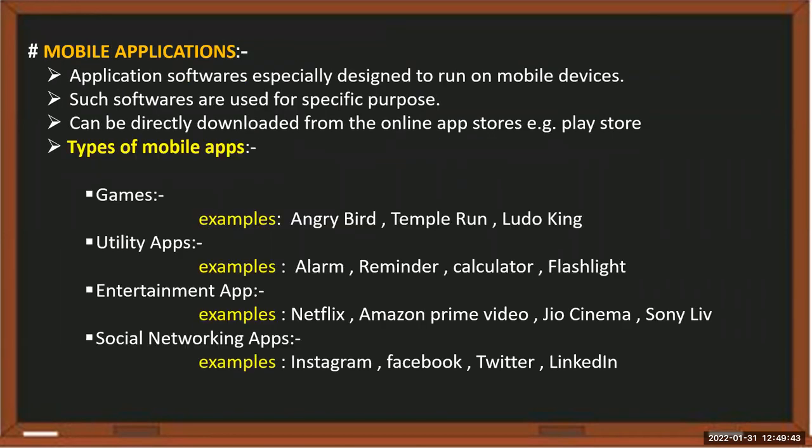Next is mobile application. The softwares which are designed to run on the mobile devices, such softwares are used for the specific purpose. They are called mobile softwares. They can be run only on the mobile devices, like games, utility apps, entertainment apps, social networking apps. All these softwares you can run on the mobile. The softwares which are designed to run only on the mobile devices, they are called mobile applications.